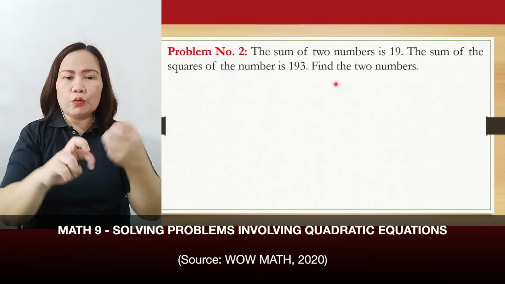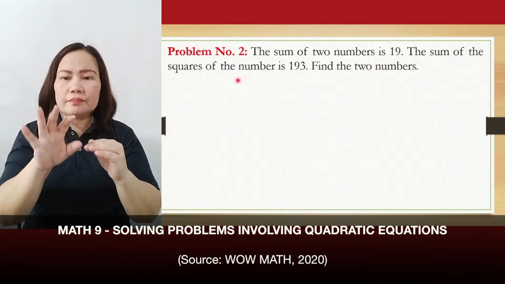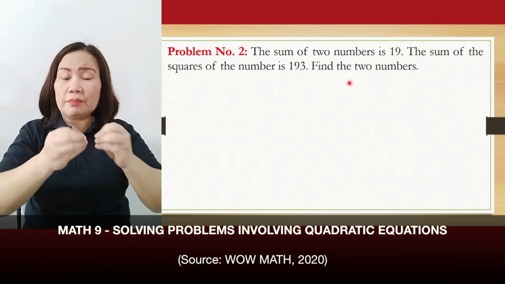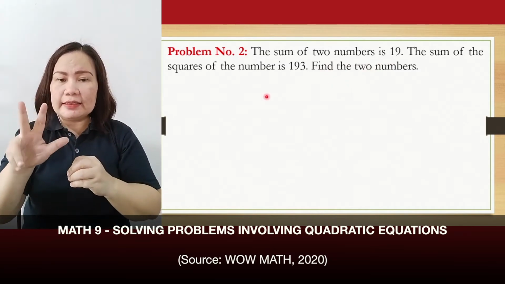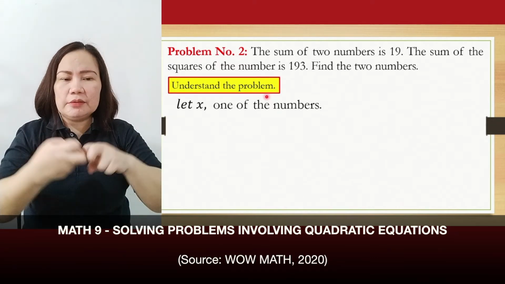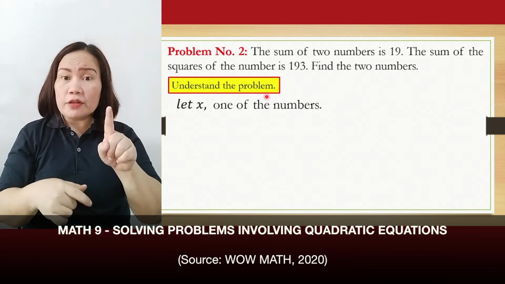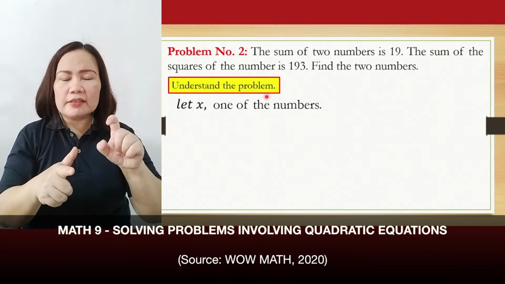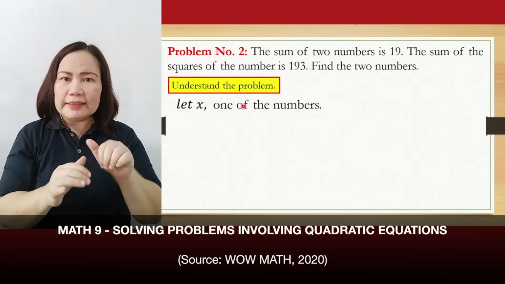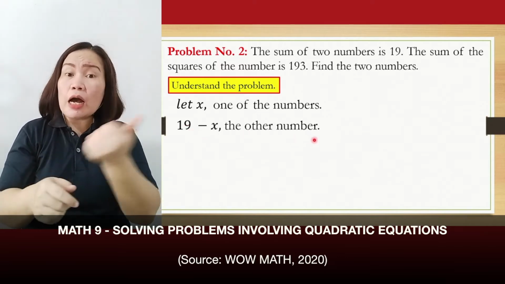Okay, another. So, the sum of two numbers is 19. The sum of the squares of the numbers is 193. Find the two numbers. Okay, so how are we going to do this? First, understand the problem. So, let x be one of the numbers. Since hindi natin alam kung ano yung numbers na yon, we will use representation. So, let x be one of the numbers, and then 19 minus x be the other number.